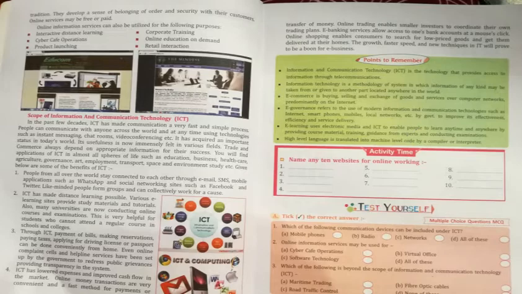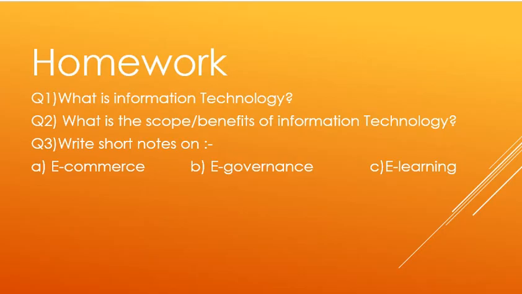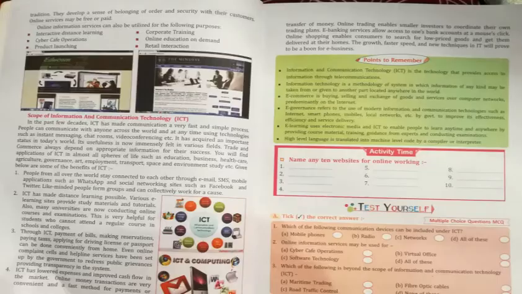Let's move on to the slide which has your homework. So the homework for today is, what is information technology? Second is, what is the scope and benefit of information technology? Write short notes on, and it should be short, not too long, okay, and neither too short nor too long, that is 3 to 4 lines: e-commerce, e-governance, and e-learning. Okay, these 3 points. Now this is your homework, and I forgot to mention that for your classwork you have to do these 3, tick the correct answer. Okay, so do it on your own and send it to me, then I'll send you at the end of the day which were the correct answers.